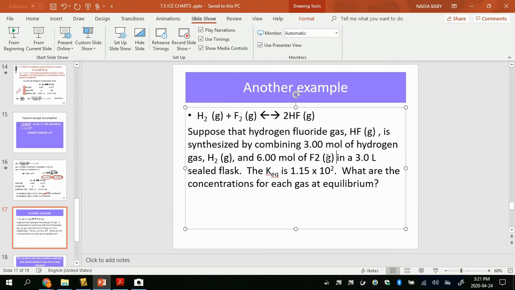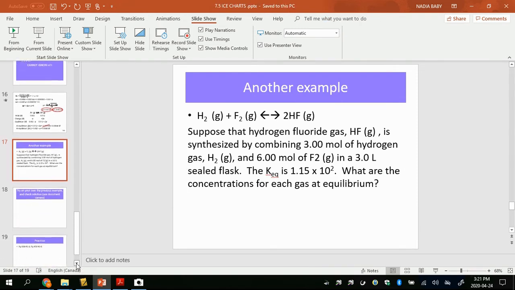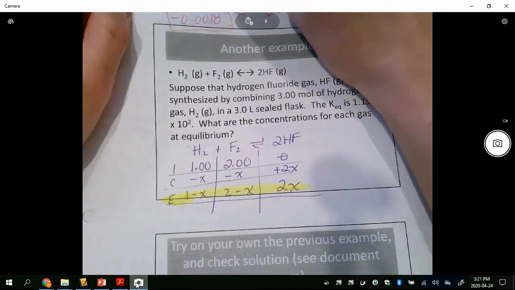Okay, so we're going to set up an ICE chart with the initial concentrations given. I want you to try this on your own, set up an ICE chart. Pause the video, and then I'm going to take it up.